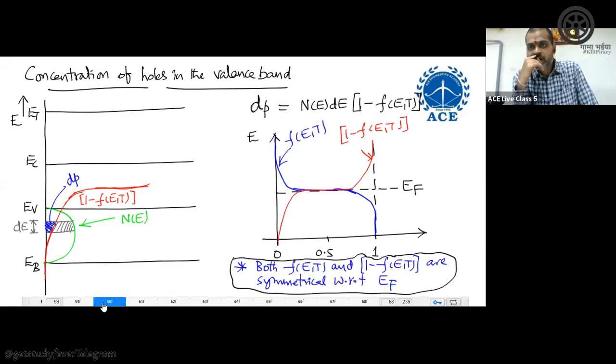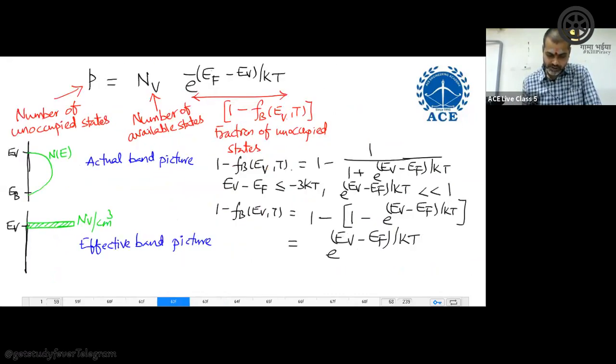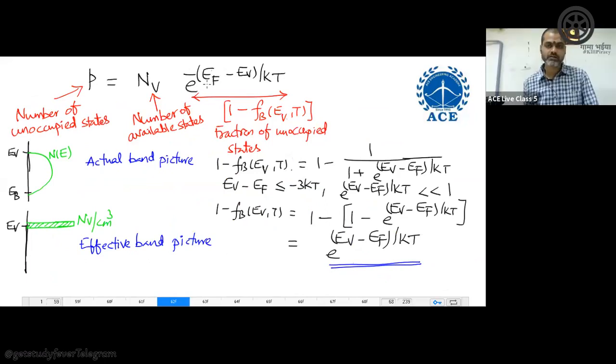Where the Fermi energy level is going to be located will decide how many electrons and how many holes are going to be present. If you see the mathematical derivation that we have taken, in this one you can see very clearly: 1 minus fp of EV comma T, this is the expression we got, correct? Can you see? That is what I put in a different way, that's all.